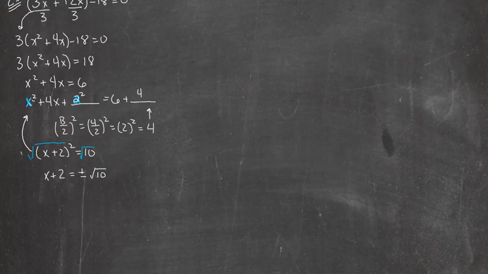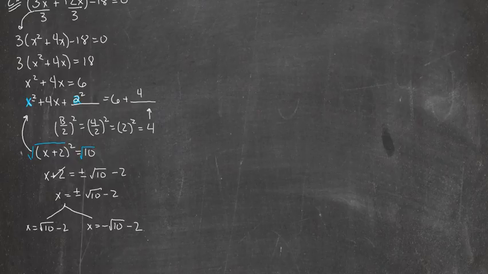Then all I have to do is subtract 2 from both sides, and I get x equals plus or minus the square root of 10 minus 2. And I can write this, separate this, but I can't actually make it any prettier because the square root of 10 is just the square root of 10. So x equals the square root of 10 minus 2, and x equals negative the square root of 10, or the opposite of the square root of 10, minus 2.